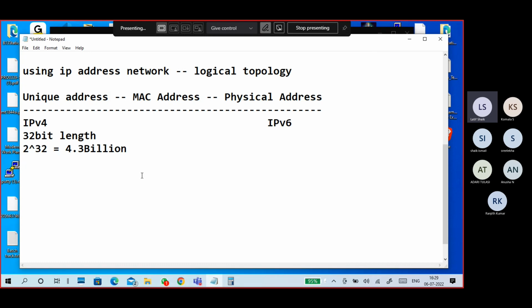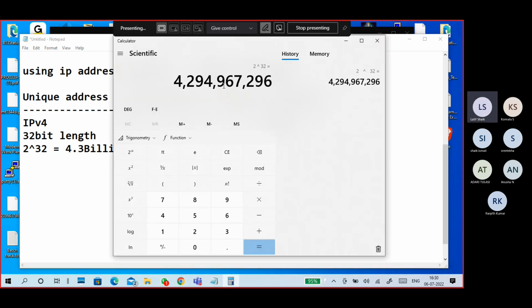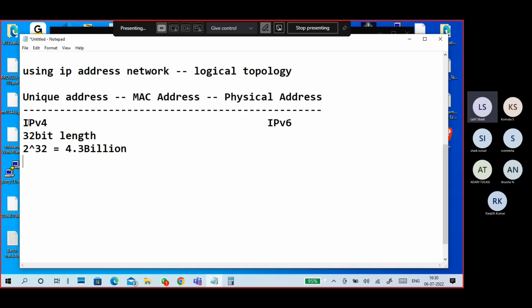Billion means 1 billion is equal to 100 crores. So it is around 429 crores. This we have to calculate, like this is lakhs, and this is crores. So 429 crores of IP addresses in a single IPv4 address space. Guys, understanding? Yes, sir.